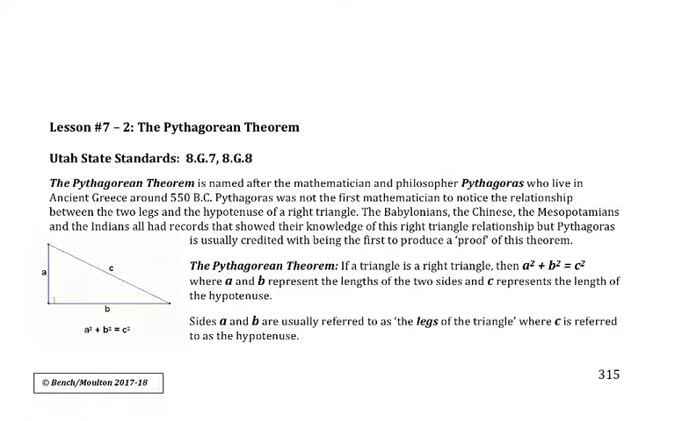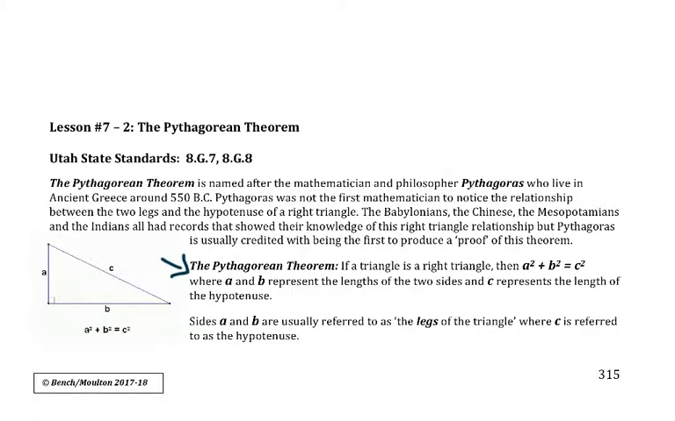So what's the Pythagorean theorem? We see that right here. The Pythagorean theorem states that if a triangle is a right triangle, then a squared plus b squared equals c squared, where a and b represent the lengths of the two sides, and c represents the length of the hypotenuse.